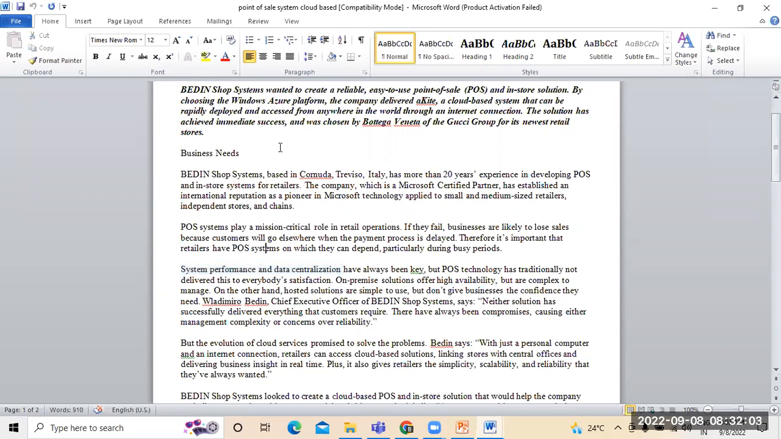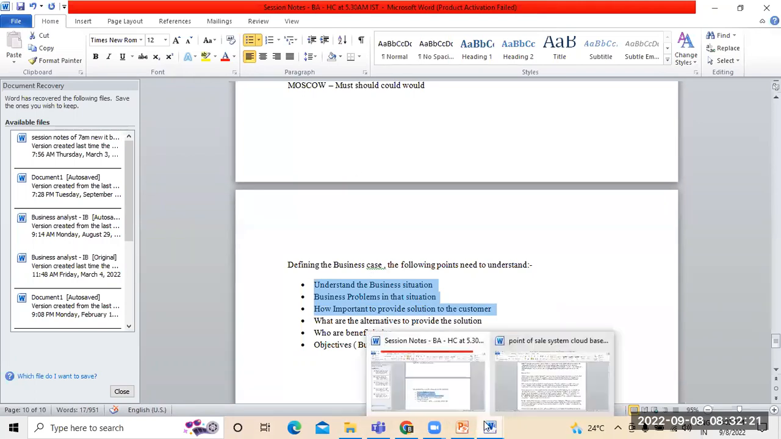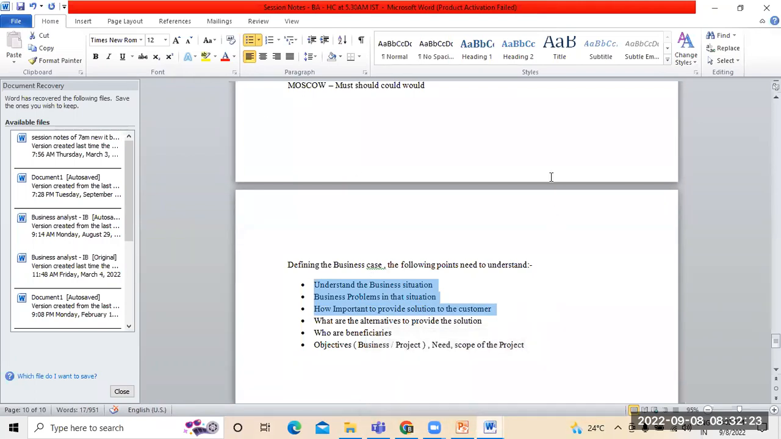So this is what, generally, the business situation followed by the business problem is what you, being a business analyst, need to understand. Now, the third point: how important is it for us to provide the solutions to the customer? How important means, based on the present market conditions, needs and demands, one must upgrade their applications or services to the next level for the customer, right?